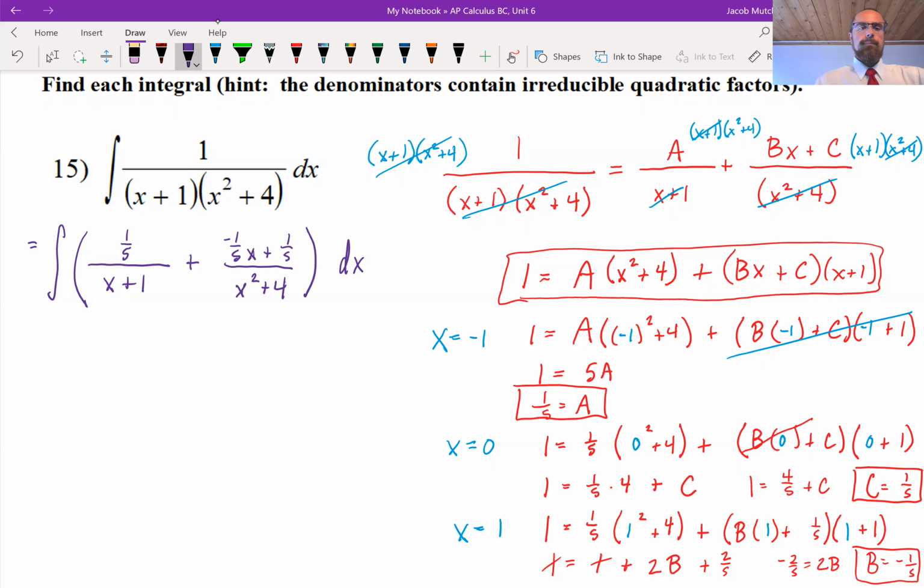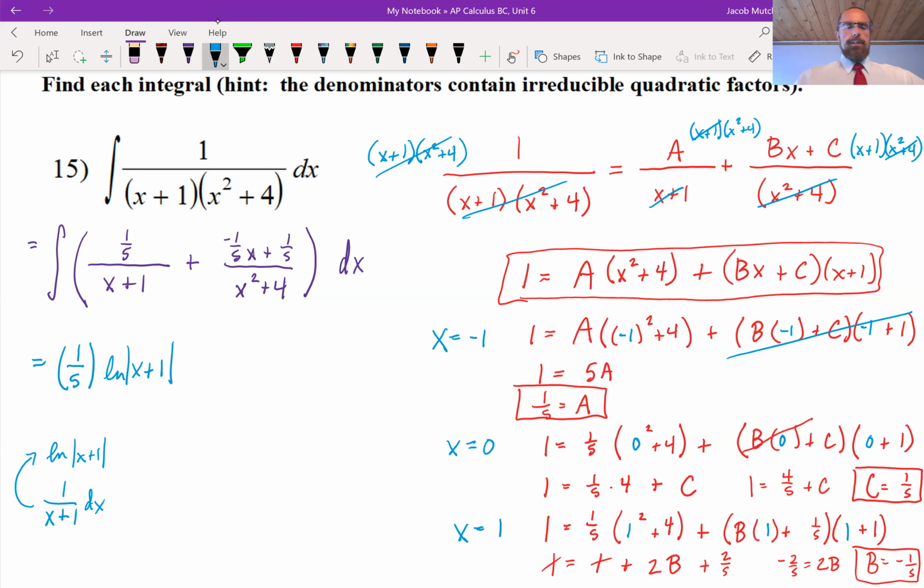run my integration. So at this point, I'm going to let that 1/5 that I plugged in for A just rest as a coefficient, 1/5. And then as we'd seen with our previous examples, if I've got a differentiation 1 over x plus 1 dx, the antiderivative is going to be the natural log of x plus 1. So that helps me integrate there.